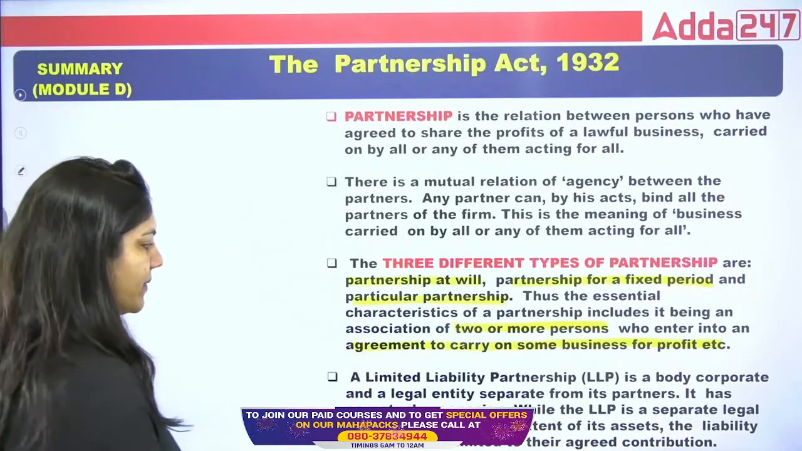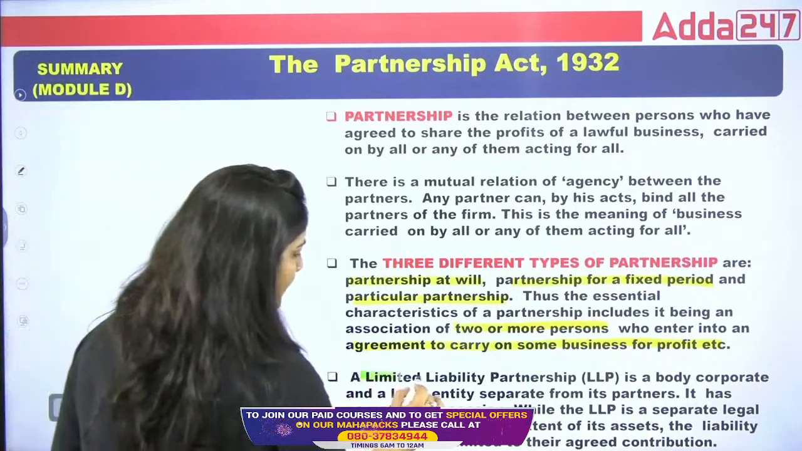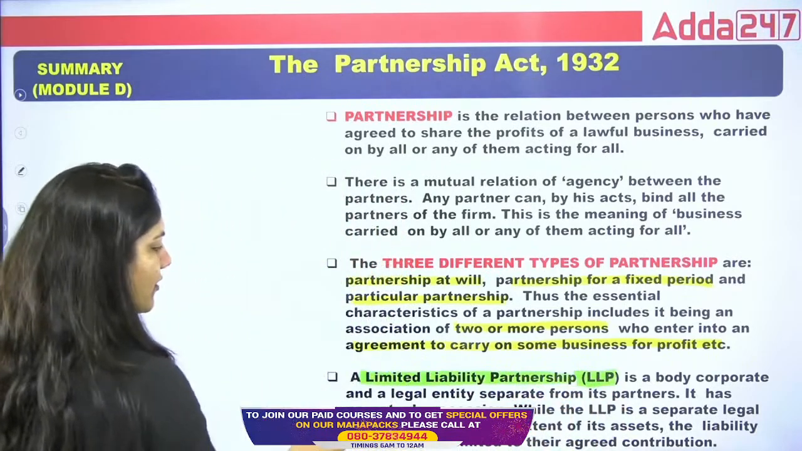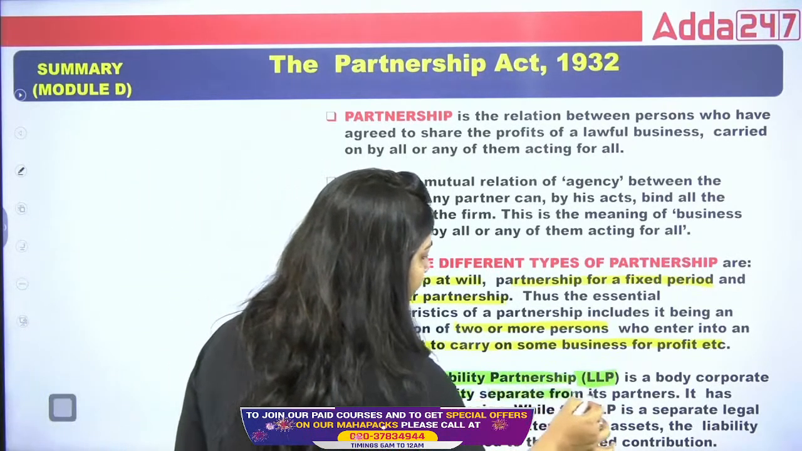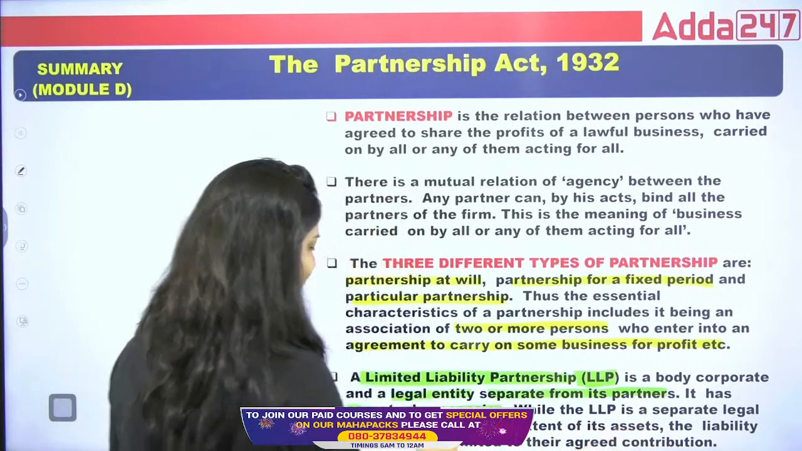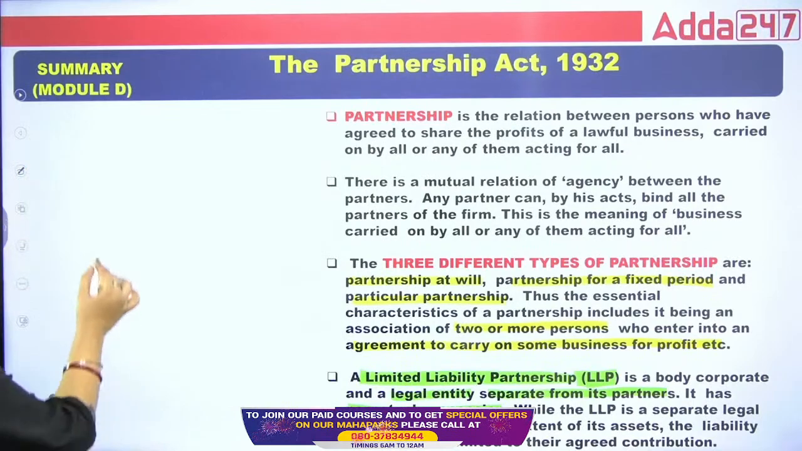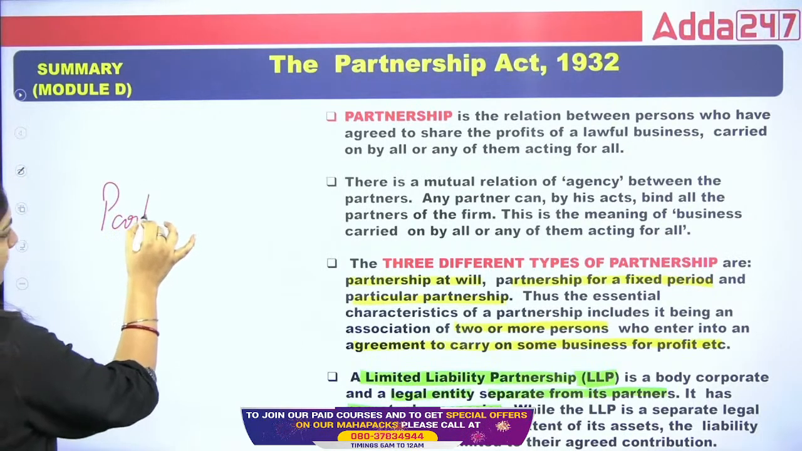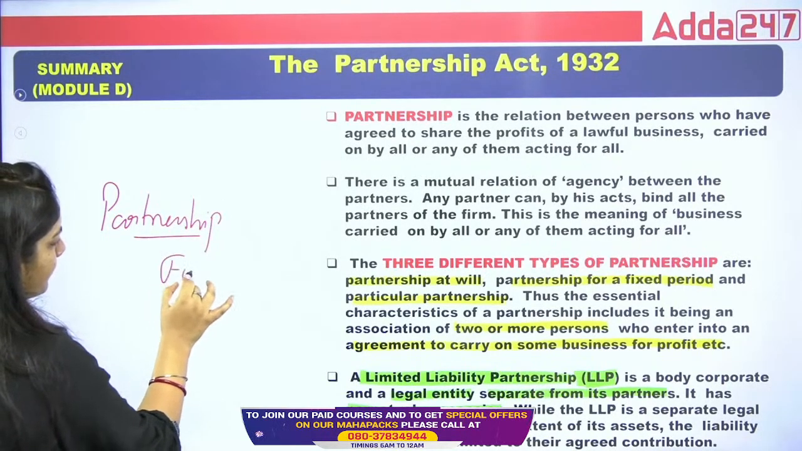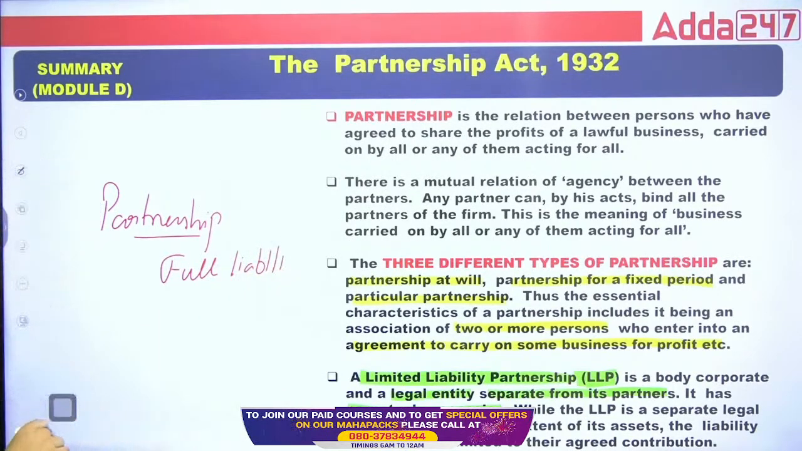An LLP is a body corporate and a legal entity. So this is all about your LLP. What exactly is an LLP? An LLP is a body corporate and a legal entity separate from its partners. It has perpetual succession, and an LLP is a separate legal entity liable to the full extent of its assets. It means, class, if we talk about partnership, there is full liability of the members. Okay, the partners are fully liable.